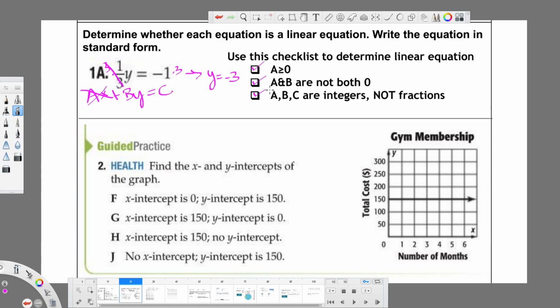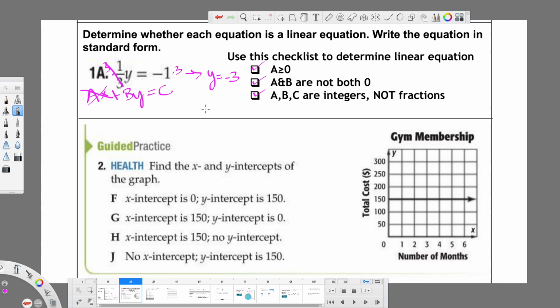A, B, and C are integers, not fractions or decimals, right? So this guy definitely passes our test. So we'd say, yes, this is a linear equation. We just go through that list and make sure it follows all of our rules. All right, the next part says, find the x and y-intercepts of the graph.